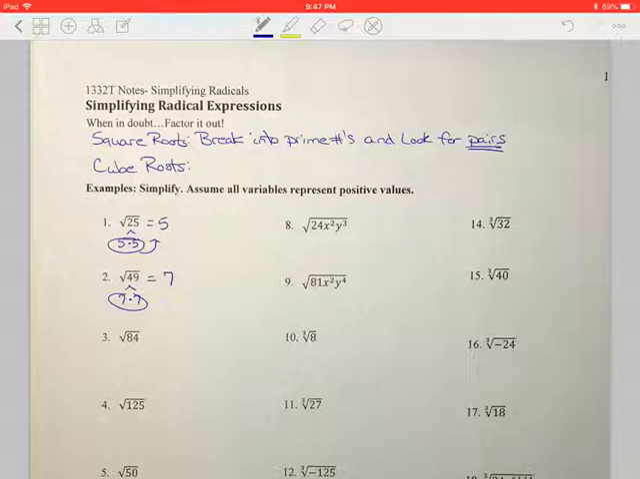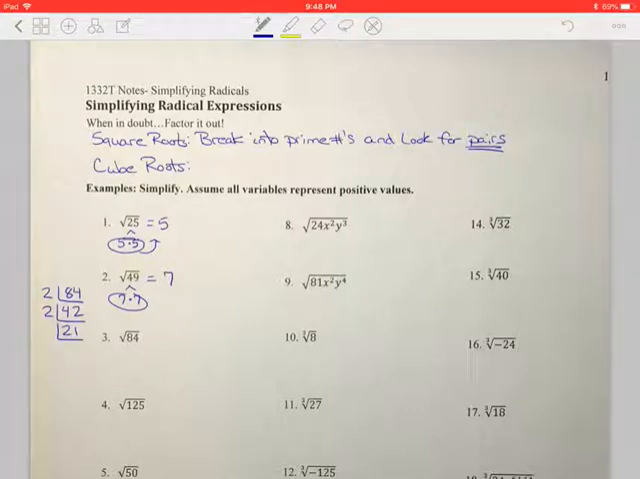I don't know the square root of 84, so I want to break it down. Now we can use the tree method, kind of like I did on 1 and 2. I also like to use what's called the prime divisor method, which kind of looks like upside down division. I know that 84 is divisible by 2, and that's going to give me 42. And then that's divisible by 2, which is going to give me 21.